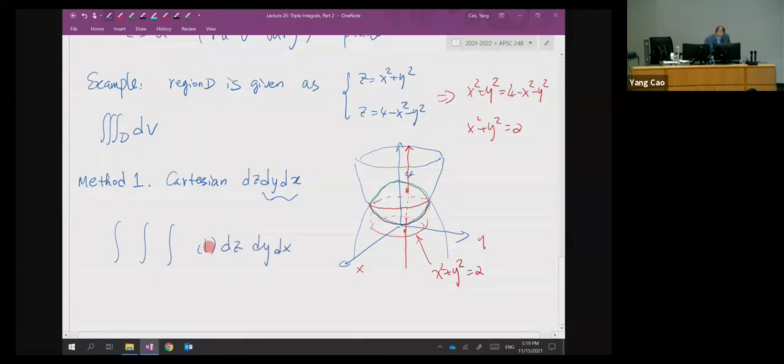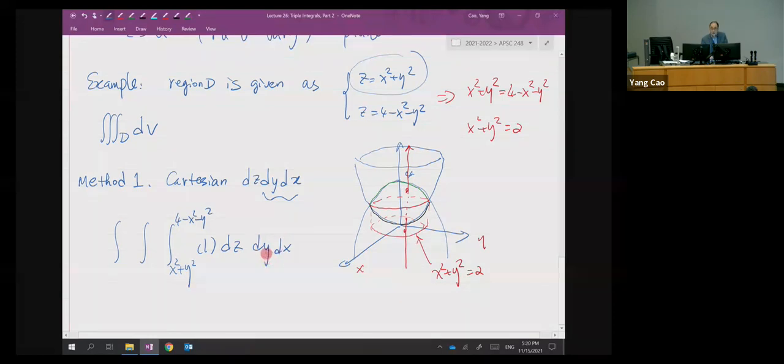So the integrand here is 1. Z min is the bottom surface. Bottom surface is this, so it's x squared plus y squared. The top surface is given by that, so that's 4 minus x squared minus y squared. Okay. So that's your Z min and Z max limits. Okay, so next step is to find limits for Y and X.